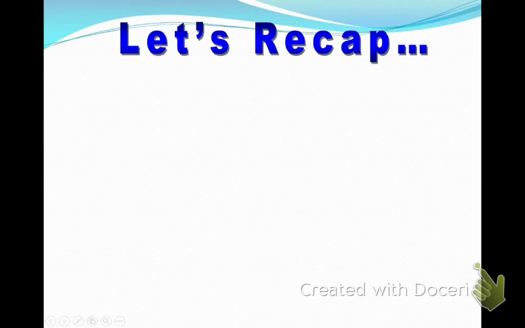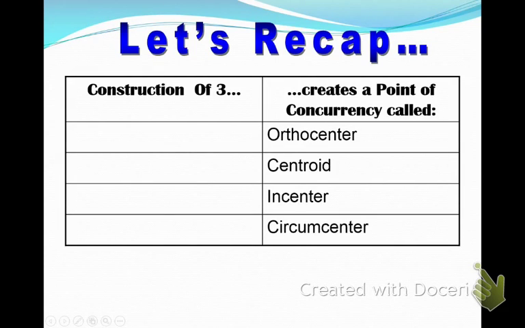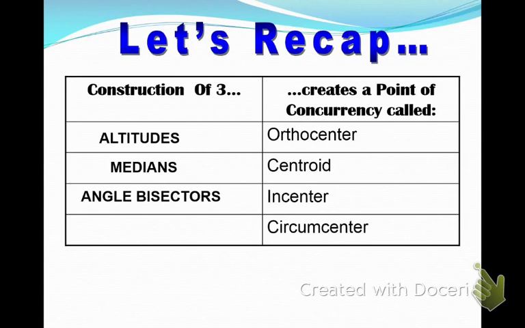So let's recap. The construction of three altitudes makes the orthocenter. The construction of three medians makes the centroid. The construction of three, what makes the incenter? Which construction makes the incenter? It's on today's quiz. Angle bisectors make the incenter. All right. And the circumcenter would be made by what? Okay, it's made by perpendicular bisectors.